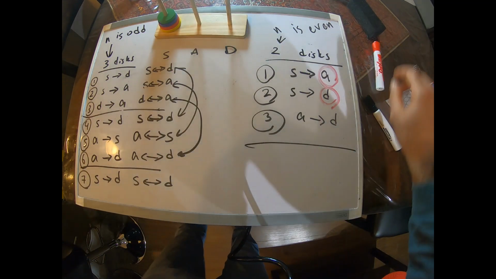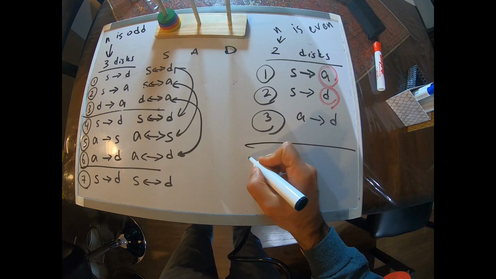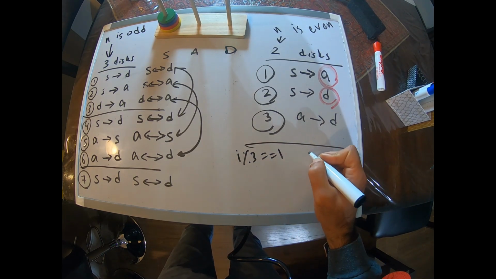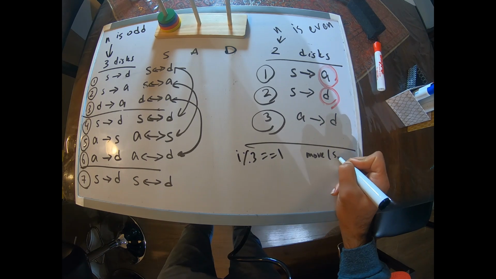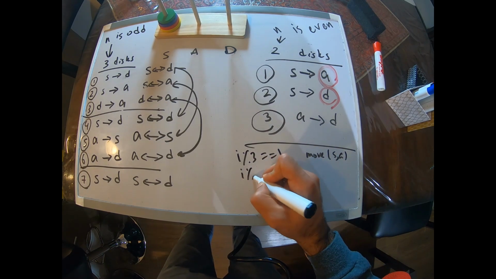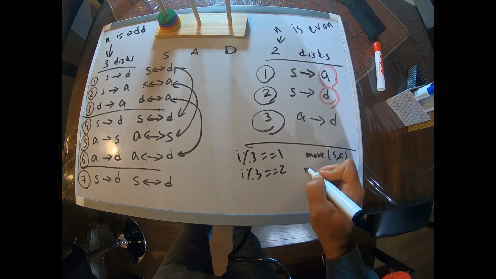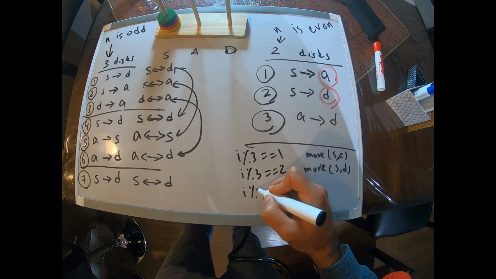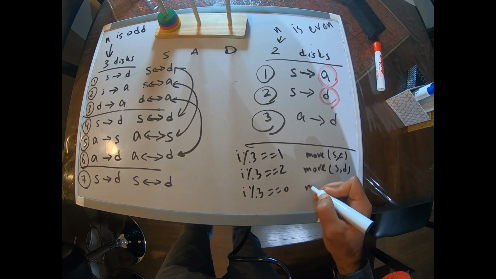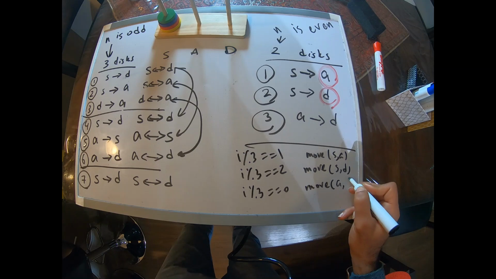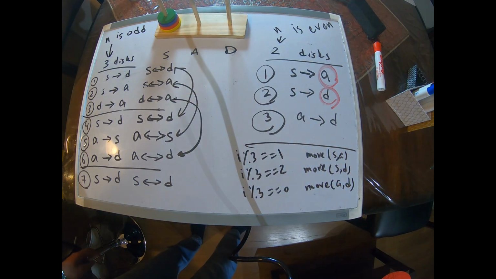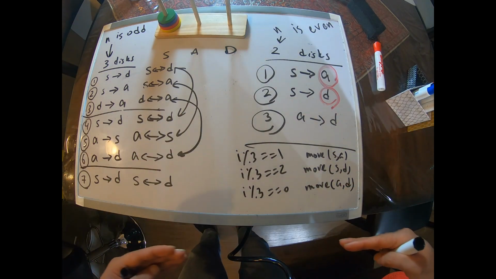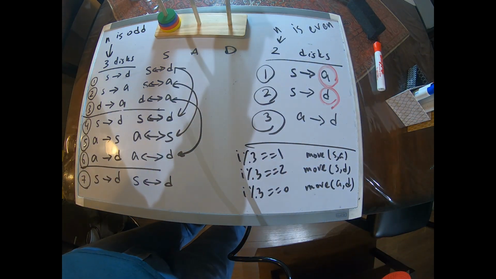If n is even, again, it's going to be like: if i mod 3 is equal to 1, move between source and auxiliary. If i mod 3 is equal to 2, move between source and destination. If i mod 3 is equal to 0, move between auxiliary and destination. Okay, and then it's going to repeat itself, right? So that's pretty straightforward.